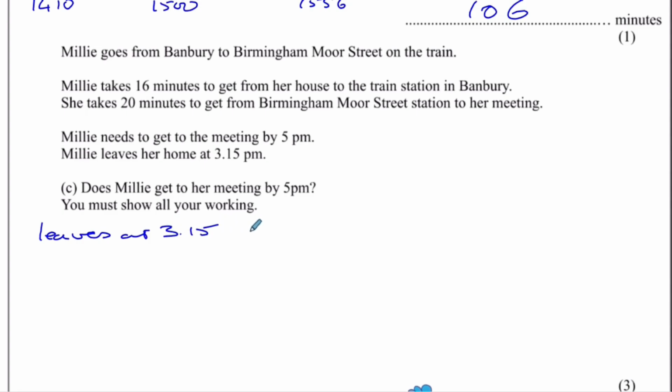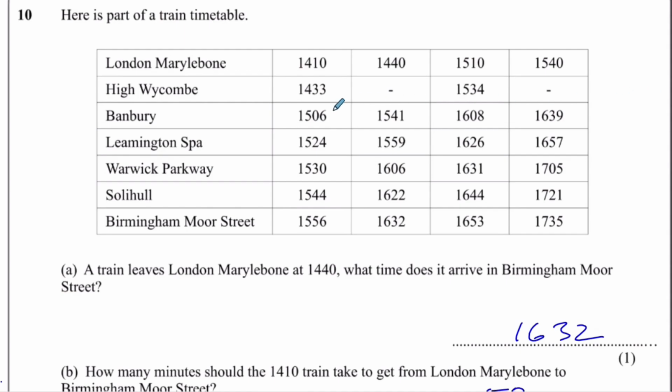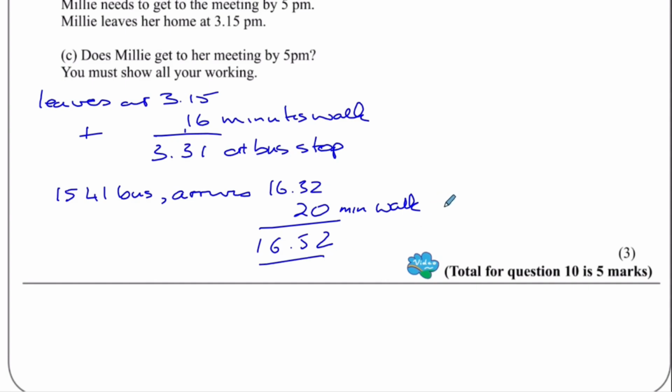Well, let's find out. She leaves at 3:15. It takes her 16 minutes to walk to the station. So 3:15 plus 16 is 3:31. She gets to the station, not the bus stop as I said. She gets to the station at 3:31. So which train can she catch? She's too late for the 15:06, so she gets the 15:41, and the 15:41 gets into Birmingham Moor Street at 16:32. Plus the 20-minute walk takes us to 16:52. The meeting's at 5 o'clock, so she's 8 minutes early. So yes, she does get to her meeting on time.